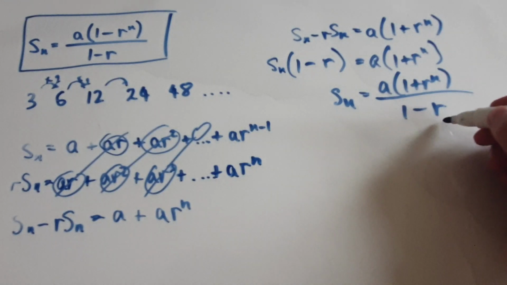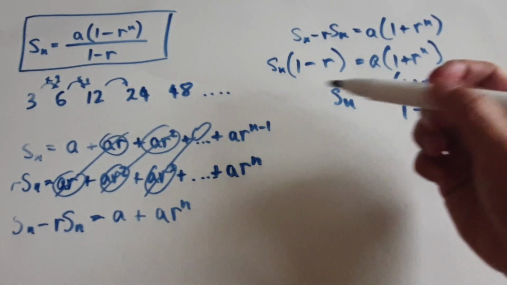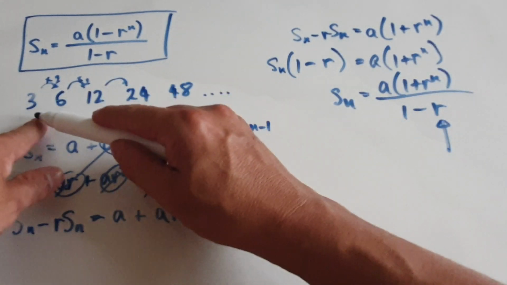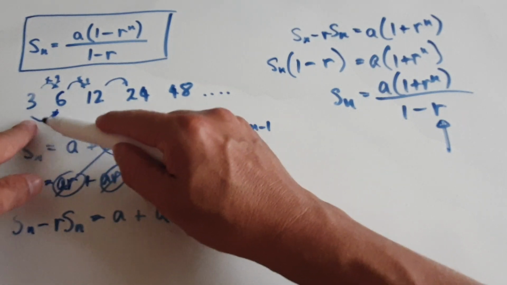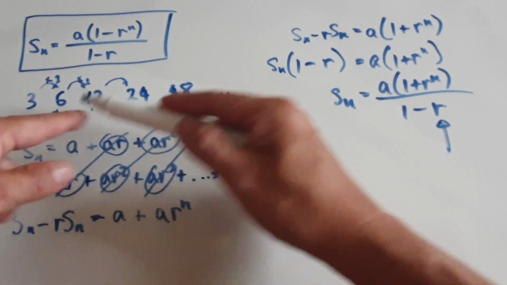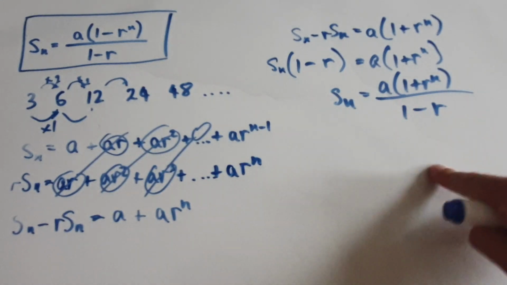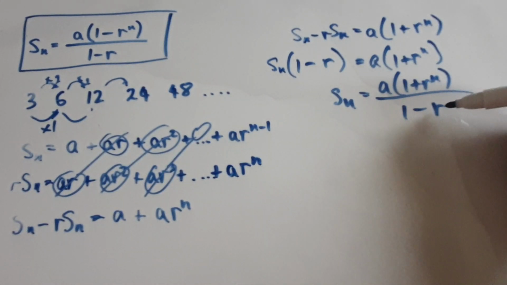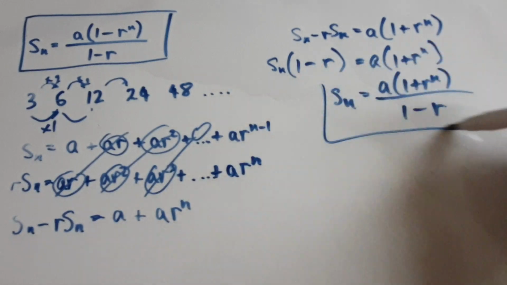Just note that r cannot be 1, because it's kind of meaningless. How can you have a geometric sequence where you time each one by 1 times 1 times 1? It doesn't make sense. So just bear in mind that r cannot be 1. Okay, so that's where our formula comes from.